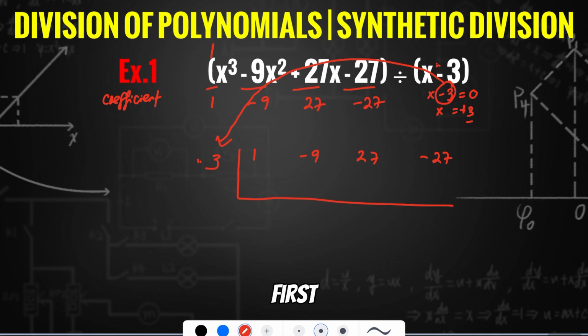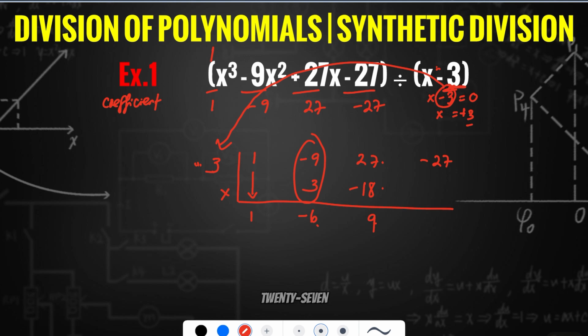Let's proceed. So first step in your synthetic division. Bring down 1 and then multiply. 3 times 1, 3. And then add. Negative 9 plus 3, negative 6. And then multiply. Negative 6 times 3, negative 18. And then add. We have 9. 27 minus 18, 9. 9 times 3, 27. Plus negative 27, 0.